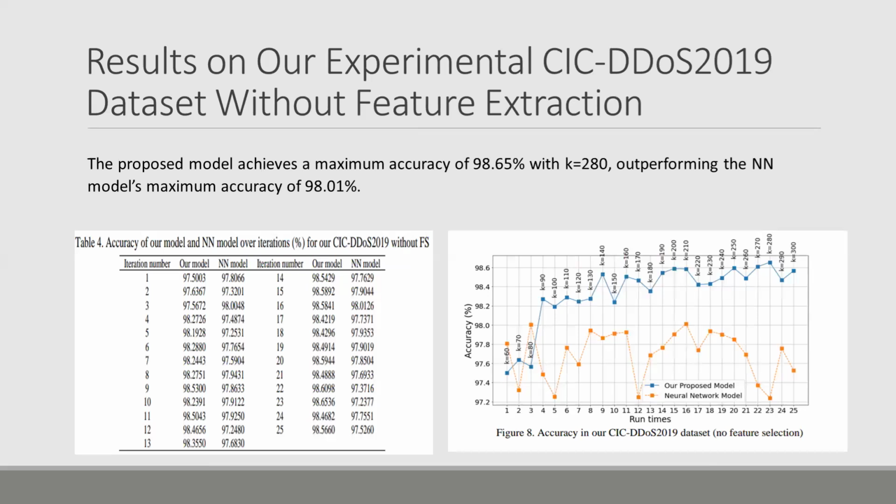In our third experiment, conducted on the CIC DDoS 2019 dataset, the proposed model demonstrates impressive performance, achieving a maximum accuracy of 98.65% at k equal 280 and 80, surpassing the neural network model's maximum accuracy of 98.01%.